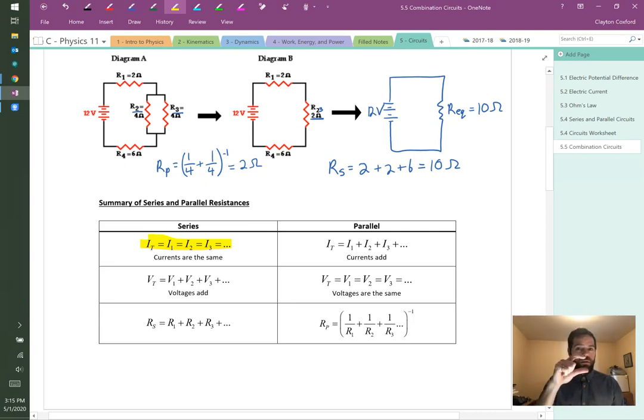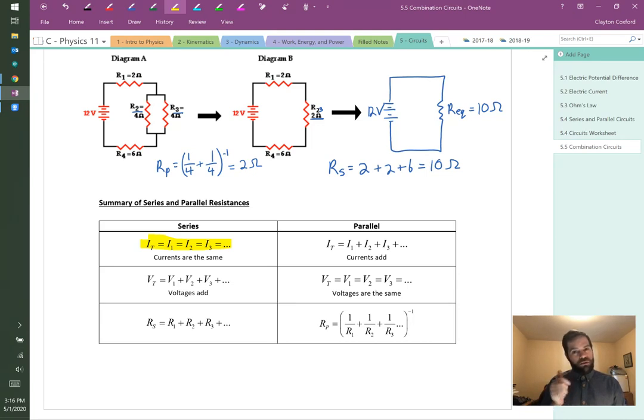The voltage supplied by the battery is equal to the voltage drops across each of the individual circuit elements, the loads on that circuit. And then for parallel, it's the inverse of that. For parallel, it means that the current flowing into a branch, or the current that is flowing out of the battery, is going to be split off into the different branches.